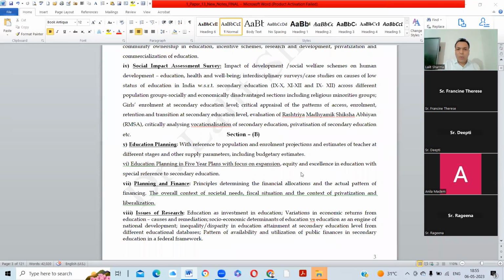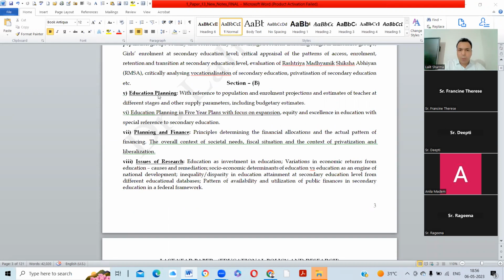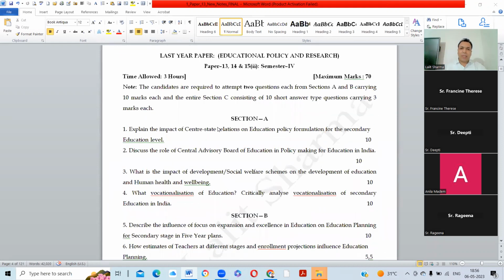So I request all of you to start learning this paper from today, because the topics are very lengthy, right? I have given you this file of 120 pages. I have made the notes, right? This notes covers important questions, last year's paper, as well as the syllabus. Okay, guys, under section B, you can see that I have bolded educational planning, planning and finance, and issue of research, right, guys? And guys, this is the last year paper. You can see it on the screen.